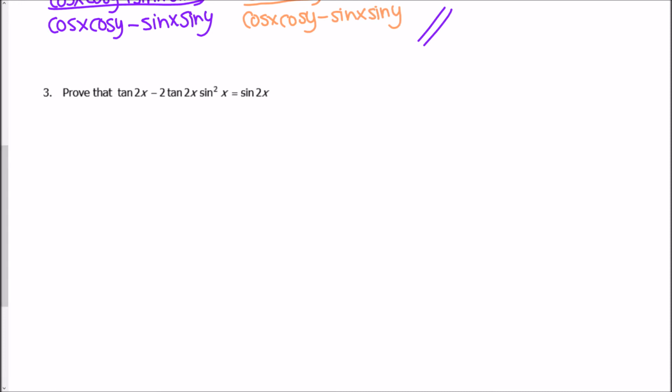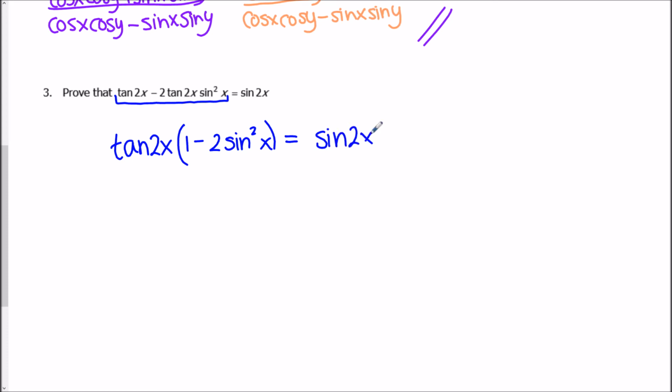So on that note, if you take a look at what we have here, we've got tan 2x minus 2 tan 2x sine squared x is equal to sine of 2x, okay? So if you guys notice right here, when I do this side over here, I can see that I've got tan of 2x in both terms, so that's my common factor. So I can factor out a tan of 2x, and when I do that, here I have a 1 left over, and here I've got minus 2 sine squared x. And then I'm just going to copy down this sine 2x on this side, okay?